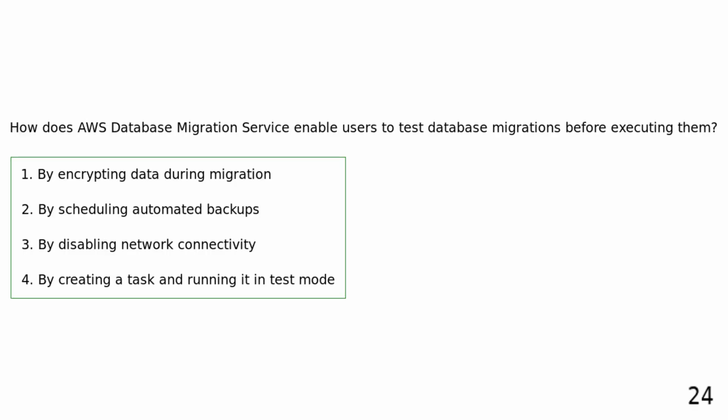How does AWS Database Migration Service enable users to test database migrations before executing them? By encrypting data during migration. By scheduling automated backups. By disabling network connectivity. By creating a task and running it in test mode.